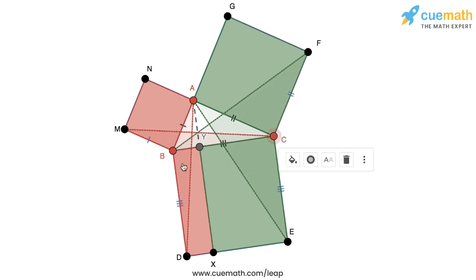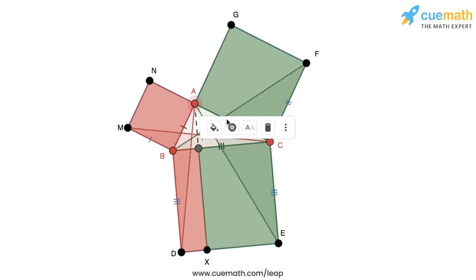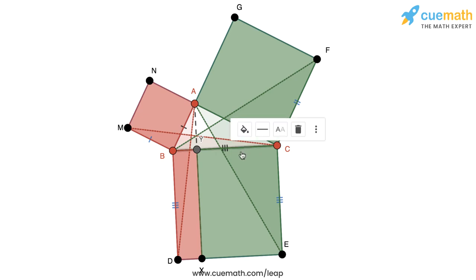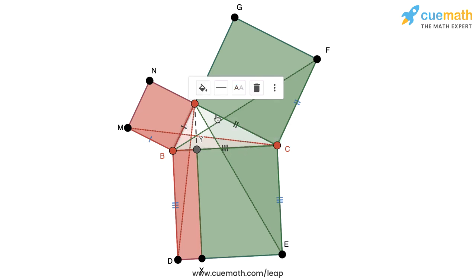So the area of BYXD is equal to the area of ABMN, and the area of CYXE is equal to the area of ACFG. And so if you put together these two areas, BYXD and CYXE, you get the area of the larger square BCED, which is equal to the sum of the areas of the smaller squares. And this basically means that BC square, the hypotenuse square, is equal to AB square plus AC square. So this is the Pythagoras theorem for you.